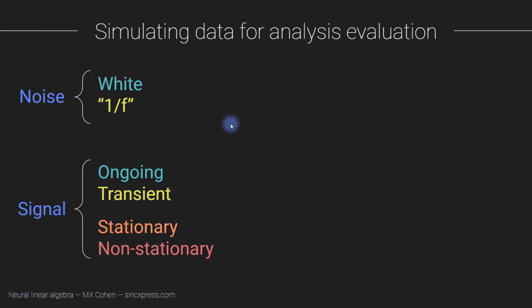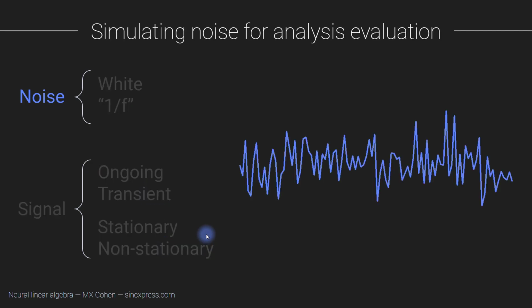So what I'm going to do now is show you a few different ways to generate noise and to generate signal. So for noise, there's going to be two different methods for generating so-called white noise. I'll explain what that means in a moment. And also 1/f noise. I will also explain that, of course. And then for the signal, we are going to be learning a few different methods for creating ongoing signals and transient signals that are stationary and non-stationary. So let us begin. So here is a collection of random numbers that are just connected by a line. So this is just pure noise.